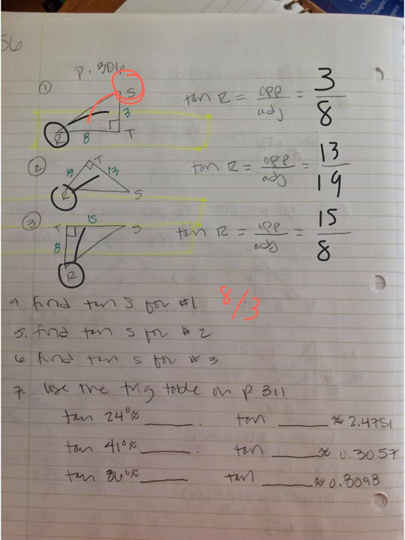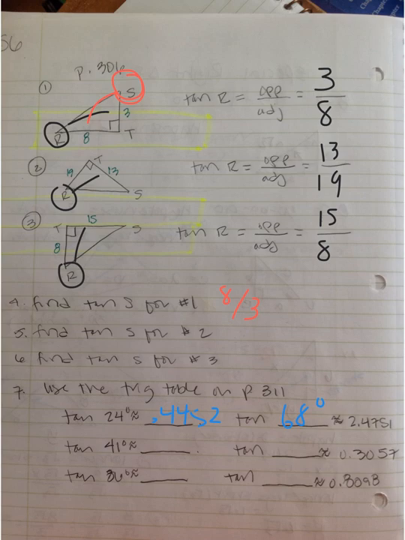And then using the trig tables on page 311, the tan of 24 degrees, find the 24 degrees, make sure you're sliding over to that third column, and you're going to have 0.4452. And then opposite that, it says the tan of what is approximately 2.47. And then that's going to be 68 degrees.